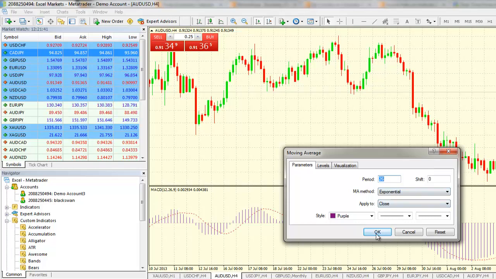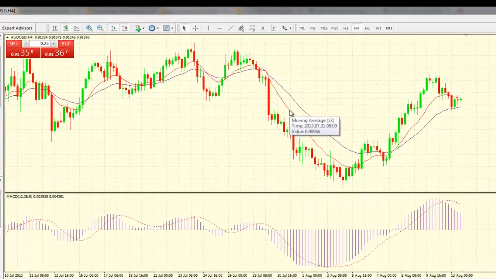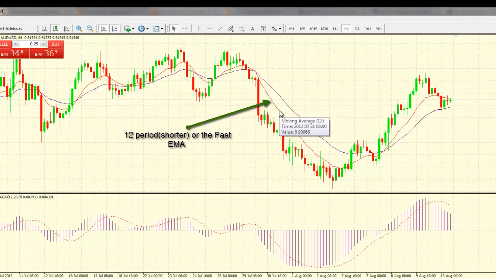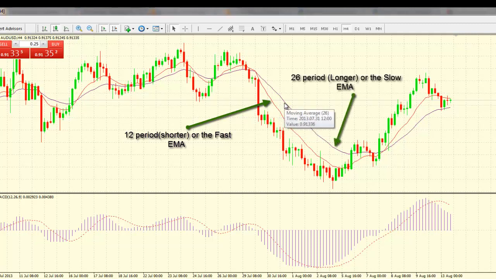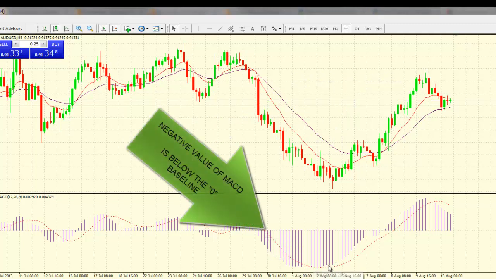So we have the 26 period moving average and the 12 period exponential moving average. The moving average, which is red in color, is the 12 period moving average, and the purple one is the 26 period exponential moving average. As you can see, whenever the shorter period moving average is moving below the longer period moving average, the MACD is also below the zero baseline, since the value of MACD would be negative.